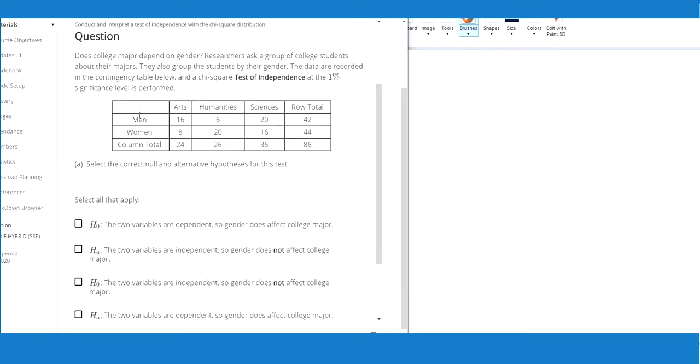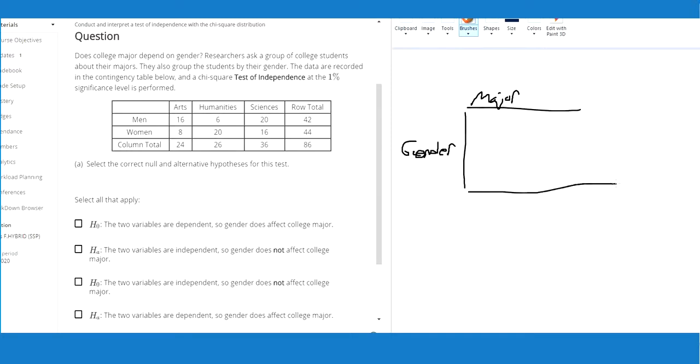Actually, this is a little different. The other one had athletes as one of the categories. So student's choice in major is one category, and then the other category is gender. So we're conducting a test to see whether a person's major is dependent on a person's gender.